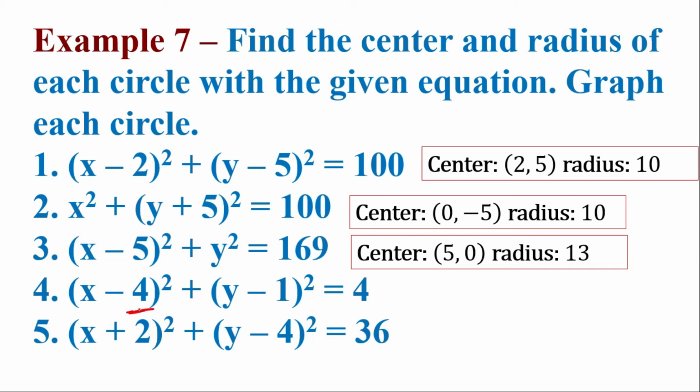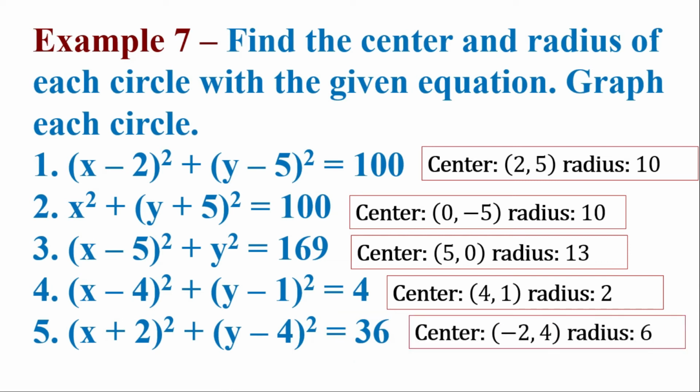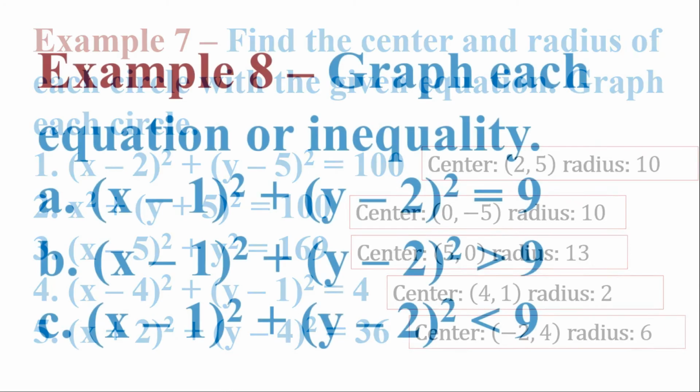For number 4, we have (4, 1), and the square root of 4 is 2. So that is center (4, 1), radius 2. Lastly, we have (-2, 4), and the square root of 36 is 6. So that is the center and the radius.